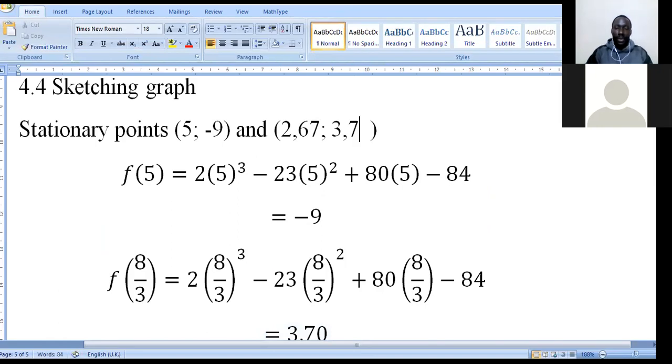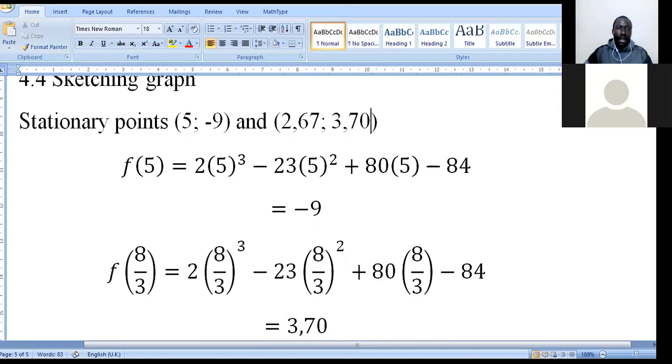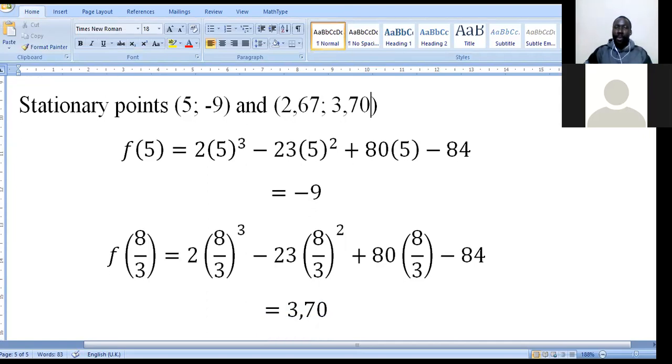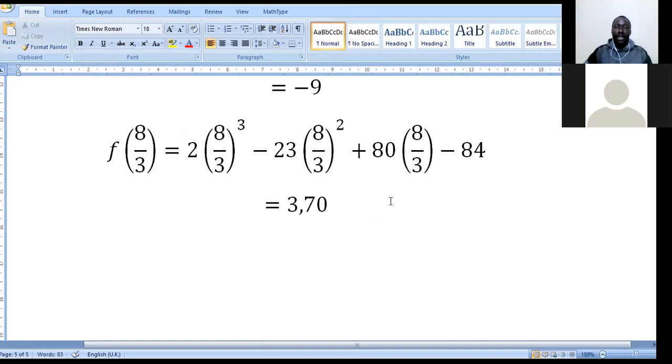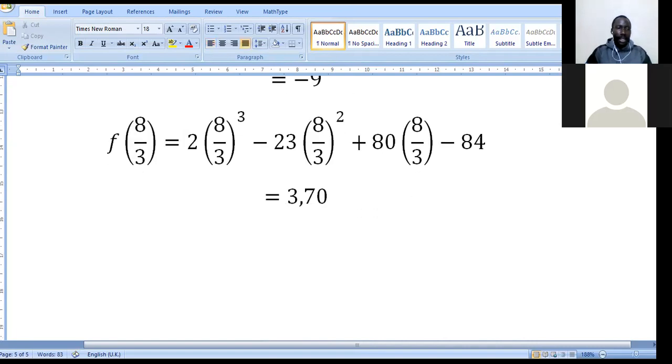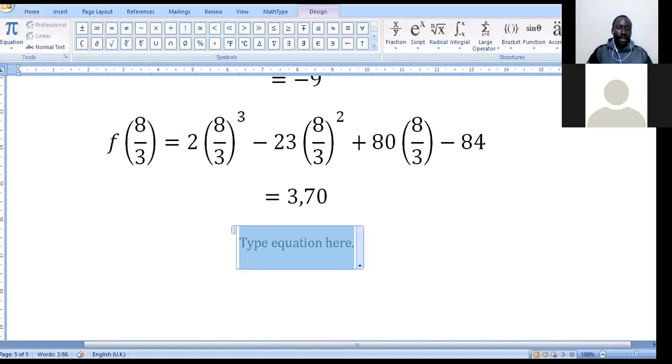Okay. Now plotting this should not be a difficult thing for you guys. If you now have the points, just looking for the x value and looking for the y value, that should not be that difficult for you. Now these are the stationary points. The next thing you don't want to miss is the intercepts. So we will be talking about the x-intercepts and the y-intercepts.